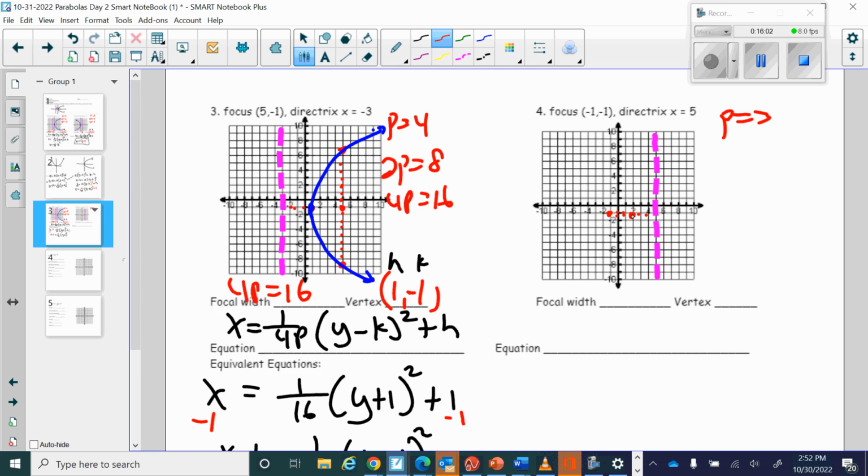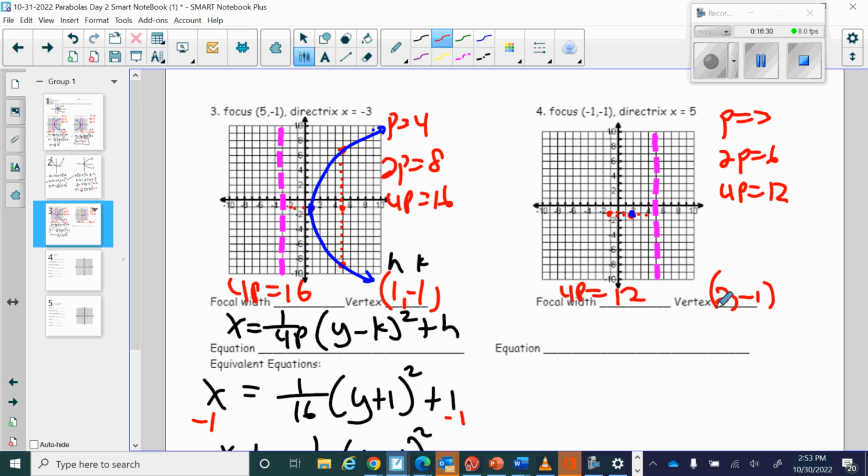A different color. Let's go with blue. So that's my vertex right here. Good. All right. What else? 2p now is going to equal 6, and 4p is going to equal 12. That's my focal width. 4p is equal to 12. Vertex is going to be 2, -1. 2, -1 is the vertex.